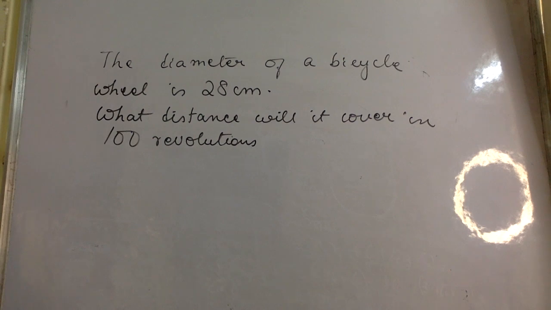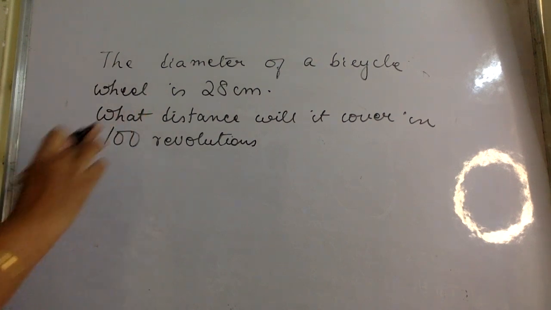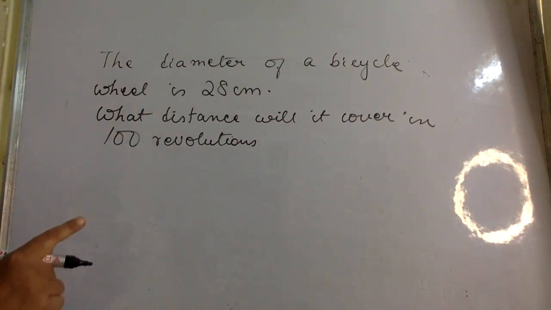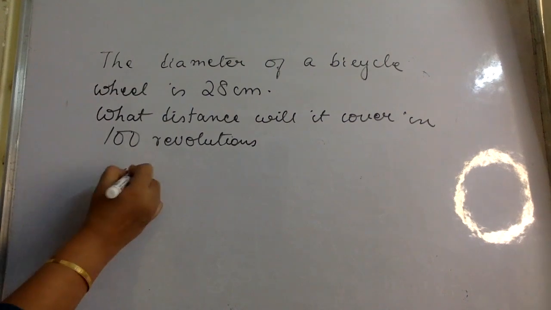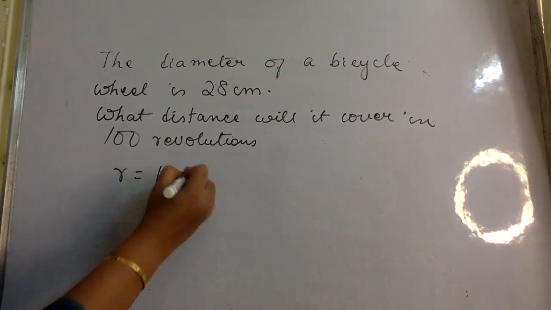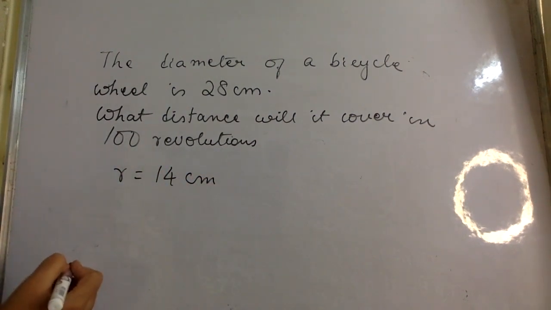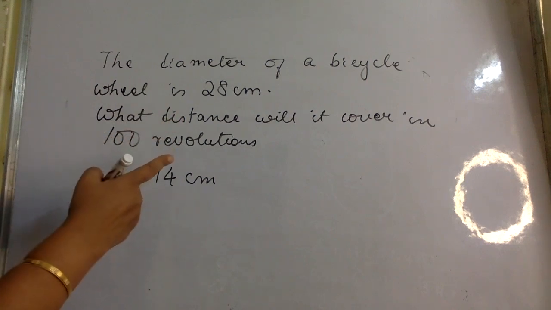The diameter of a bicycle wheel is 28. So they have told it is the diameter. You have to be very careful whether they are telling diameter or radius. What distance will it cover in 100 revolutions? Now, if they have given us the diameter as 28, the very first thing is to make the radius 14.